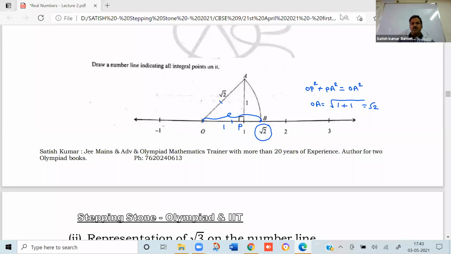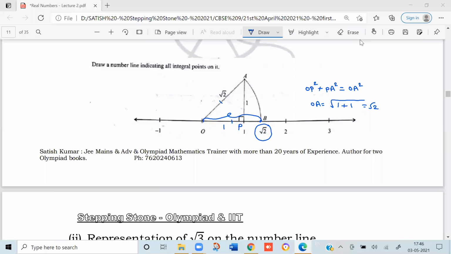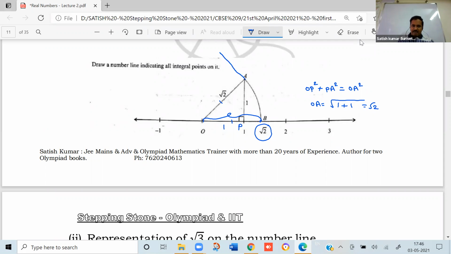Suppose if I want to represent root 3, think all of you how to represent root 3 on the number line and then tell me. Now, one method of representing root 3 on the number line is, here we have constructed root 2. Again, OA length is root 2. Now you draw a perpendicular to OA of unit length. Let us say this point is Q. So OA is root 2 and AQ is 1 unit. Now join OQ.